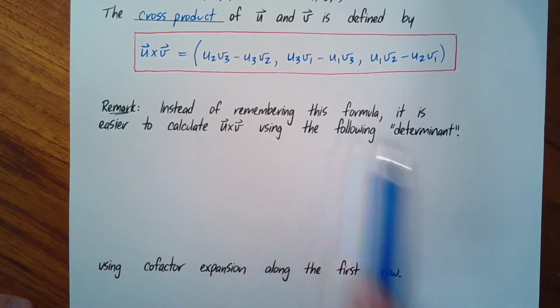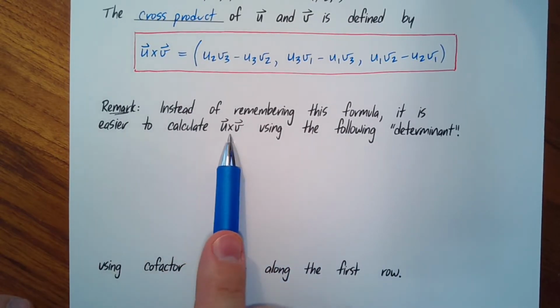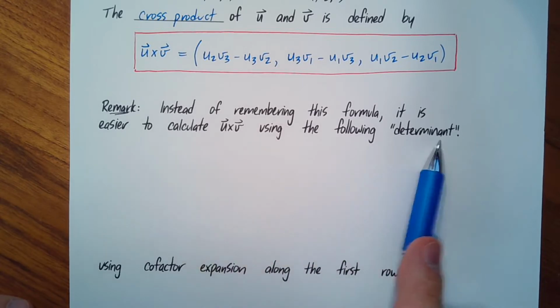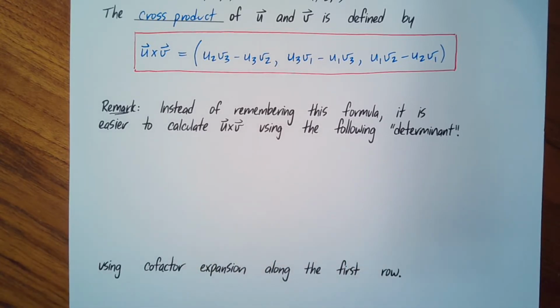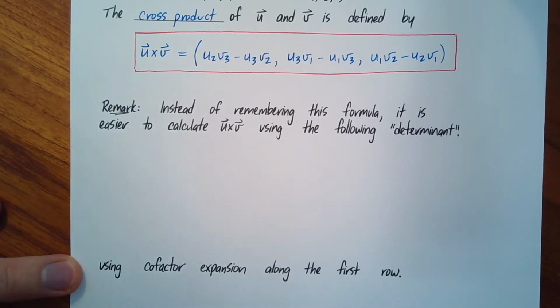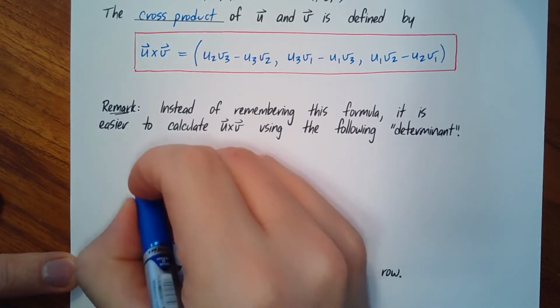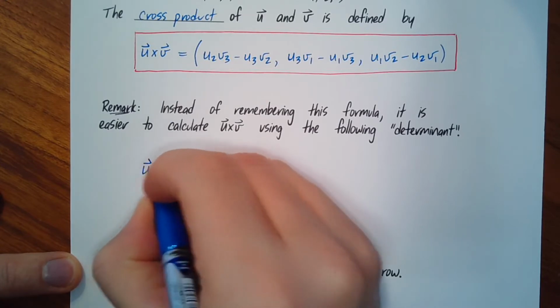So instead of remembering this formula, it's easier to calculate the cross product using the following determinant. Now I put the word determinant in quotation marks because while it looks like a determinant, technically it's not really a determinant. And you'll see what I mean in a moment. But anyway, that doesn't matter. The important part is this helps you memorize the definition of the cross product. So here's how it works.